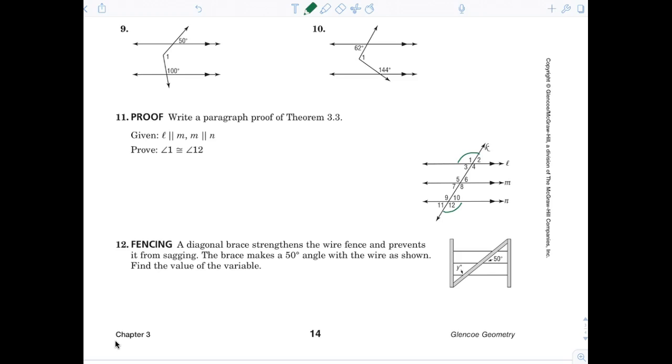Yes. I didn't do that, but let me hear it. I want to hear it. I did angle 1 is congruent to angle 8. Oh, that's actually very, very good. And then alternate exterior angle, and then angle 8 is congruent to angle 9, so then that's alternate interior angle, and then angle 9 is congruent to angle 12. There are so many ways.